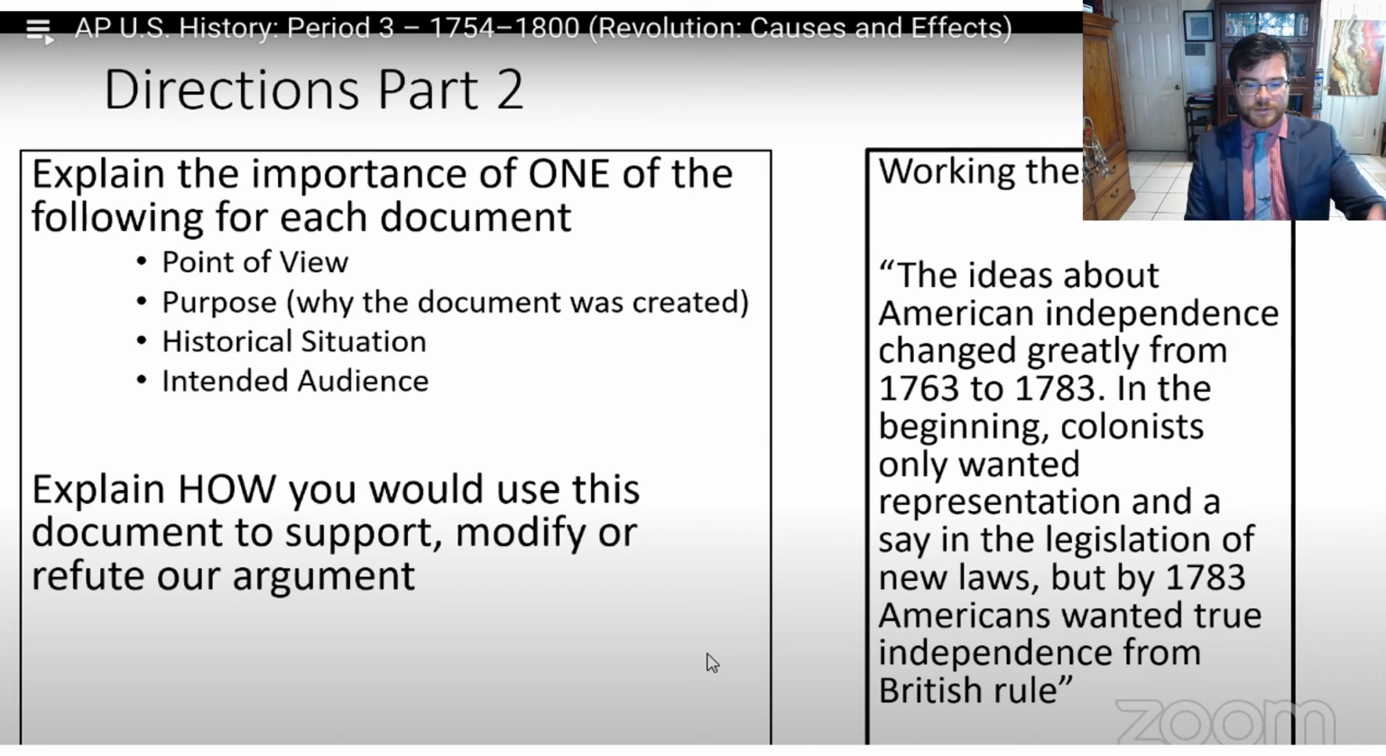So working thesis, here's our thesis. The ideas of American independence changed greatly from 1763 to 1783. In the beginning, colonists only wanted representation and a say in legislation of new laws, but by 1783, Americans wanted true independence from British rule. So we're going to do HIPP, guys. Okay? How would you use these documents to support your thesis?